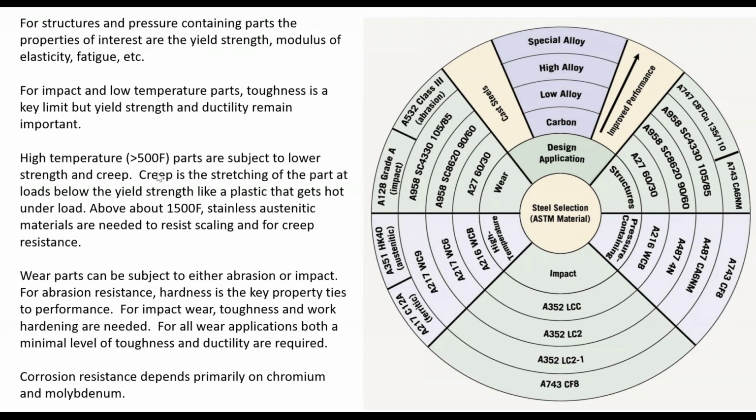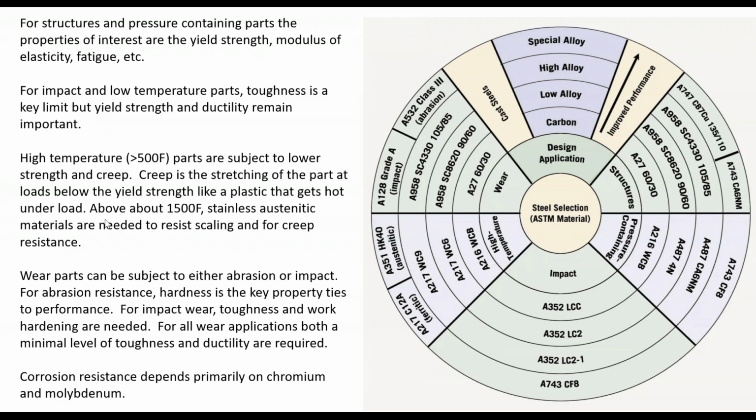But at high temperatures, I have lower strength and I can have creep. Creep is when the part stretches below the yield strength because it's hot. Above about 1500 degrees Fahrenheit, I actually need stainless materials, which at room temperature are low in strength, but at high temperatures retain more strength than the ordinary steels, martensitic and ferritic steels I make. And so I really need to know what I'm doing when I get to high temperatures.